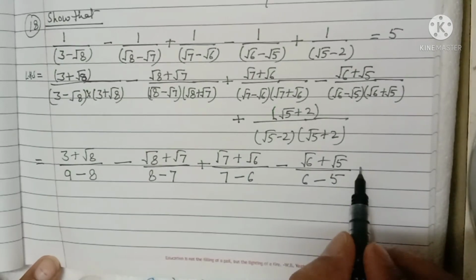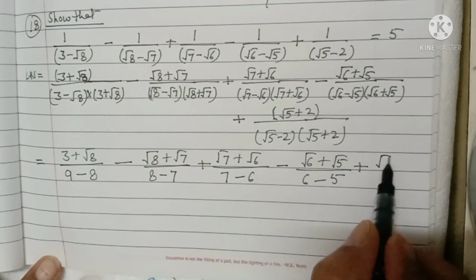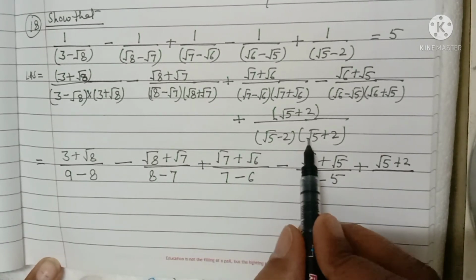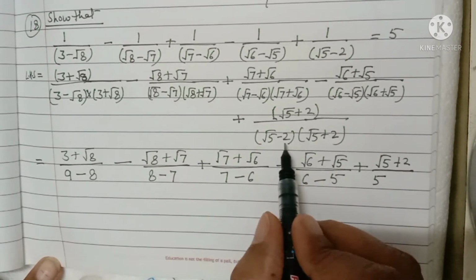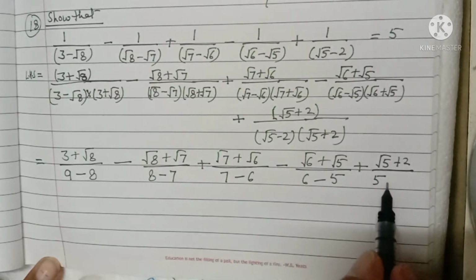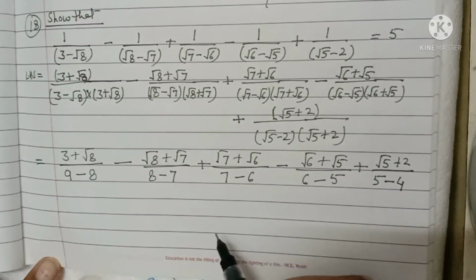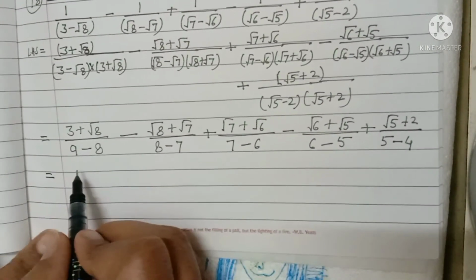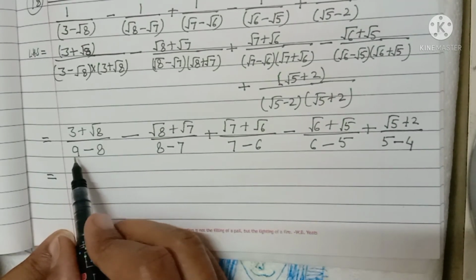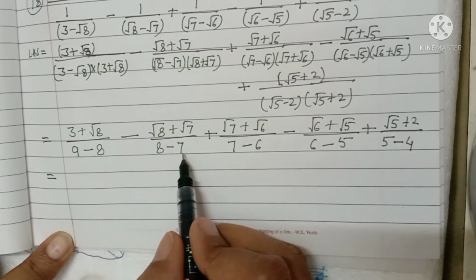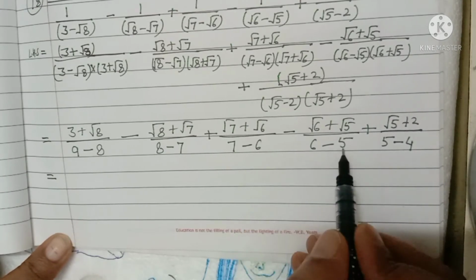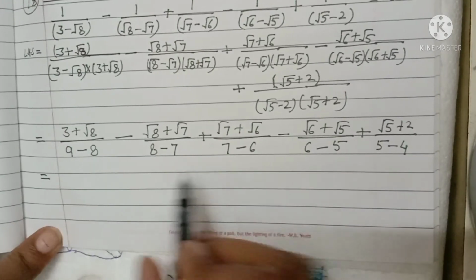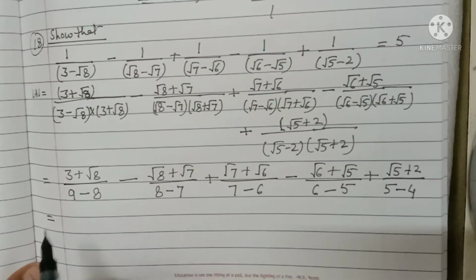And this step also. Root 5 plus 2. Now denominator becomes root 5 square means 5, and this is 2. So 2 square means 4. Now come to the next step. So here you are watching that 9 minus 8 means 1, 8 minus 7 1, 7 minus 6 1, 6 minus 5 1, 5 minus 4 1. So all the denominators become 1. So write down it.